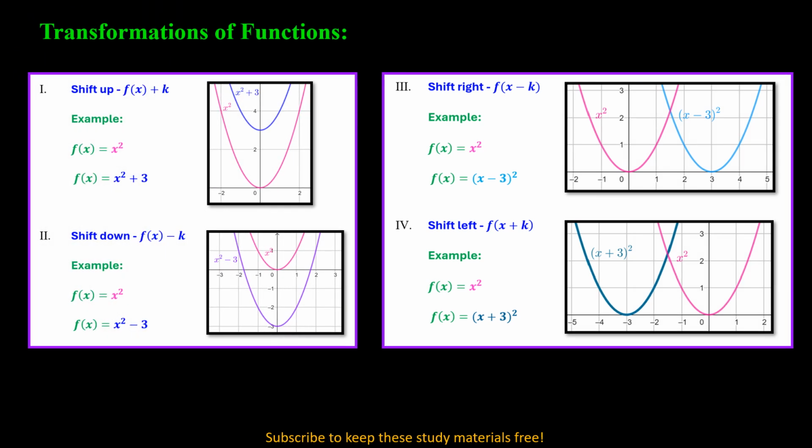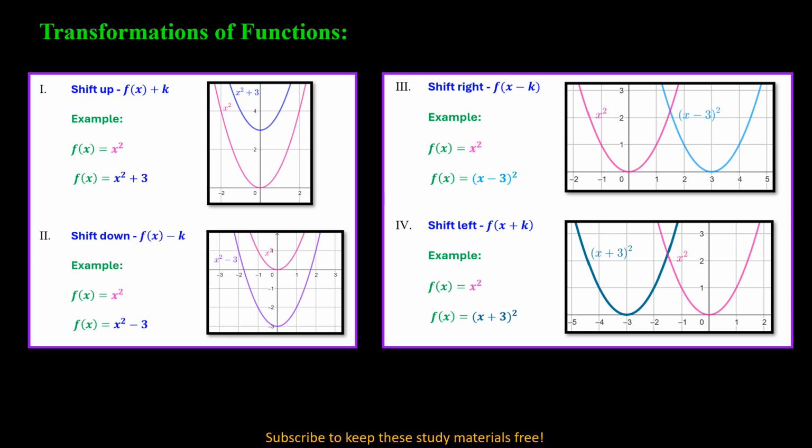You may recall that there are 4 basic shifts or transformations of functions. In our examples here, we have the parent function x squared. We show the shift up and then the shift down, as well as the shift to the right and the shift to the left. You might want to stop the video and take yourself a screenshot. Remember, these are very basic.